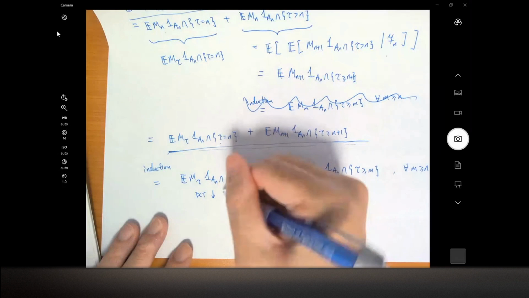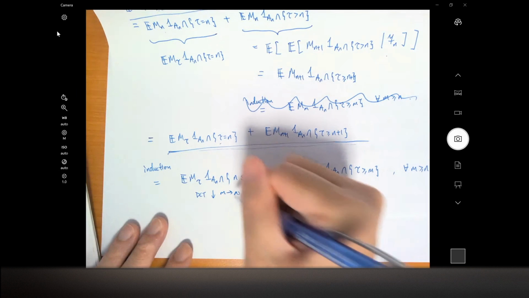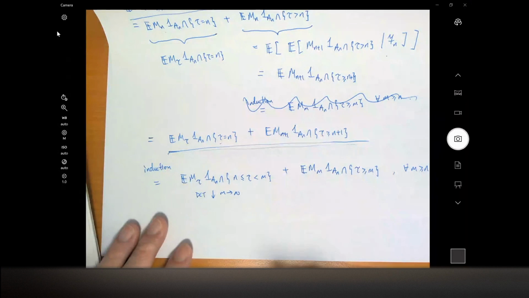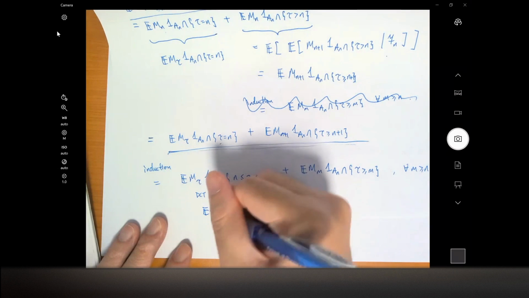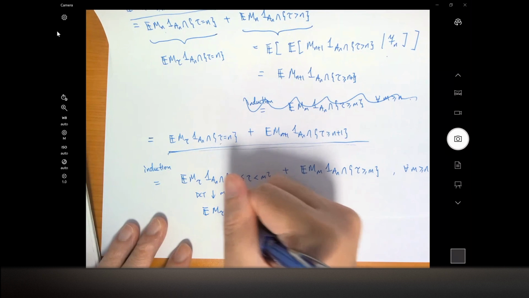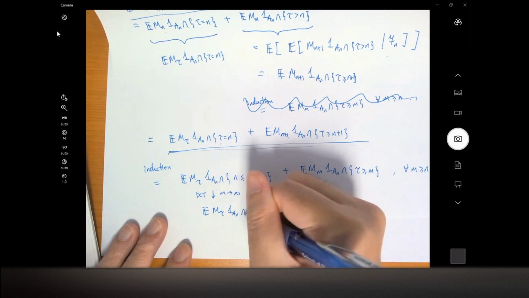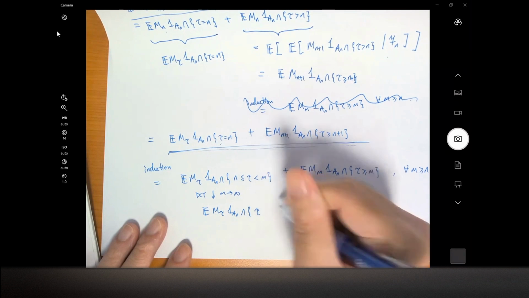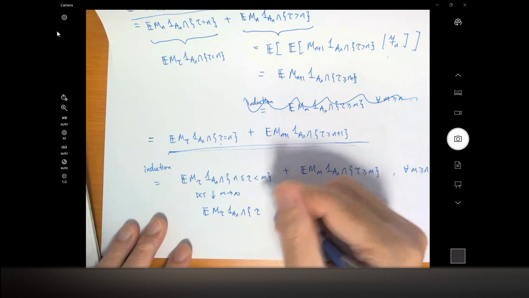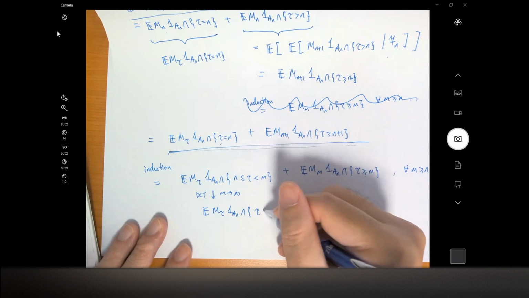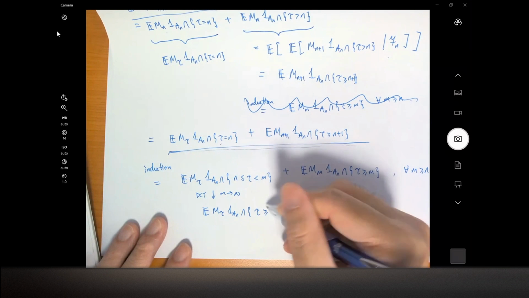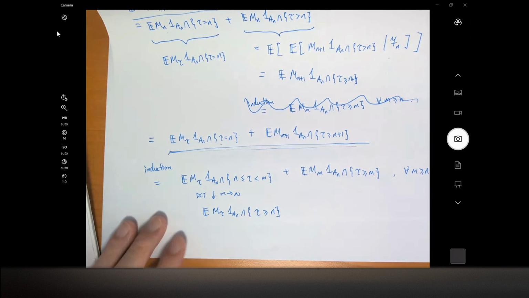As m goes to infinity, the DCT tells me what this term is going to approach: bringing the limit inside, it's going to approach the expectation of M_tau intersected with the event. So as m goes to infinity, this event will be just tau bigger or equal to n.